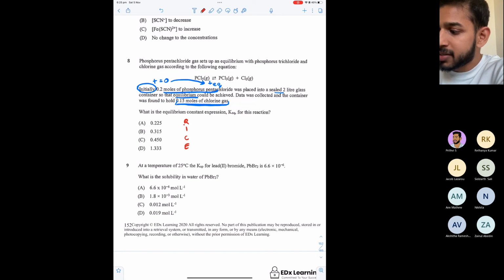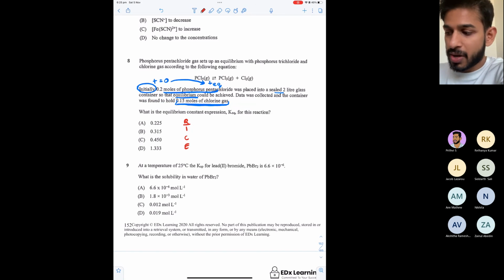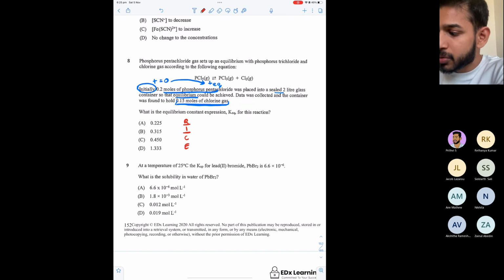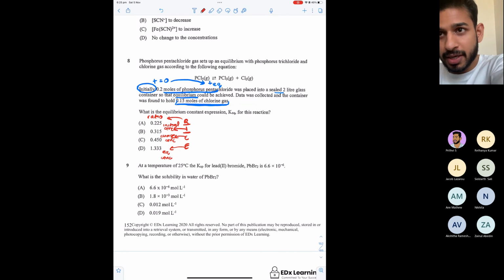So RICE stands for: R stands for the ratio, I stands for the initial concentration. I'm going to annotate it for you. What is the stoichiometric ratio? What is the initial concentration? What is the change in concentration? And E is what is the equilibrium concentration? And that's what we're going to fill out together.